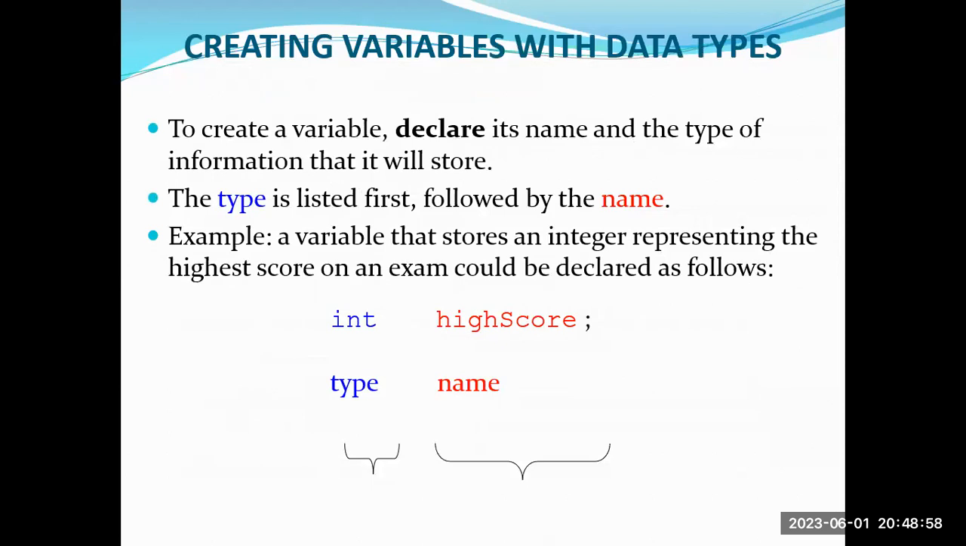Then we have an example. If I'm declaring a variable and I say int highScore, the data type is int and the variable name is high score. Are you okay? So the data type is int, the variable name is what? High score. Keep that in mind. That's how you declare a variable. You bring the data type first, then the name.